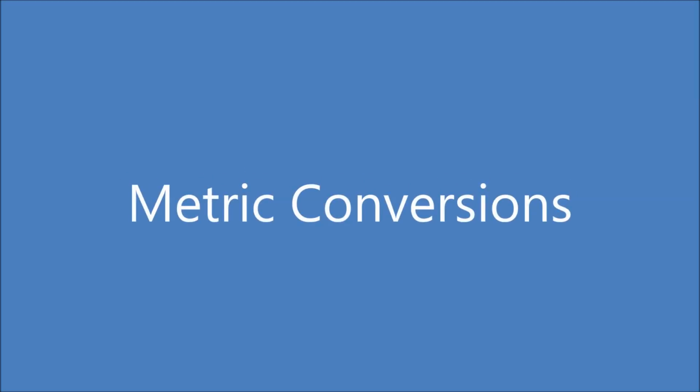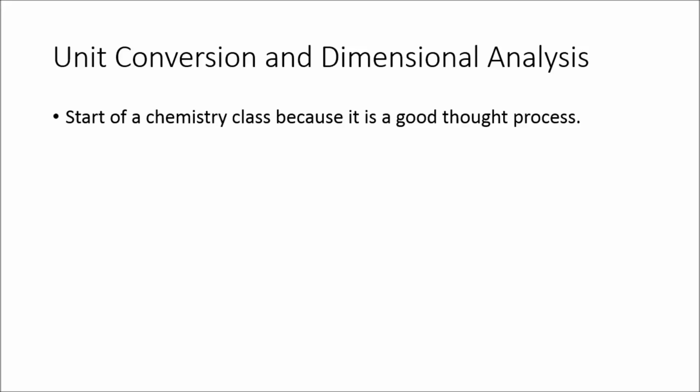Here we're going to go over unit conversion and dimensional analysis. This is something that we always do at the start of every chemistry class because it's a good thought process. Now you might get the idea that if you're not good at this, you won't be good at chemistry, and that's not true for a couple of reasons. One, chemists do not spend all of their time converting from one unit to another. And two, this is an important thought process and it's something that you get better at through practice.